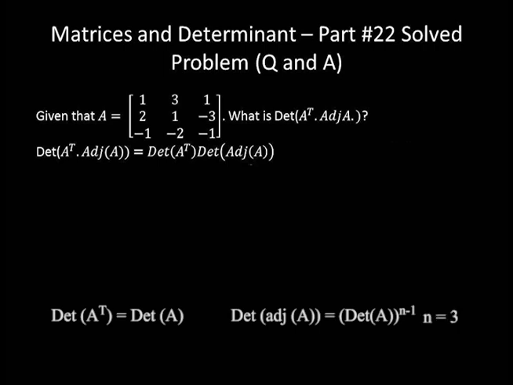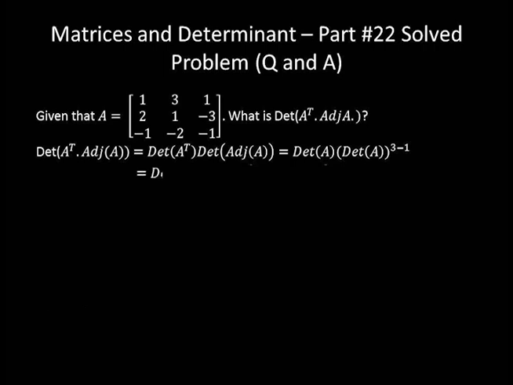So the determinant of A transpose times the determinant of adjoint of A can be expressed as follows: the determinant of A transpose can be replaced by the determinant of A, times the determinant of adjoint of A, which can be substituted by the determinant of A to the power of 3 minus 1. This equals the determinant of A times the determinant of A to the power of 2, which is the determinant of A cubed. Hence, what's expected from us is to find the determinant of matrix A and then cube it.